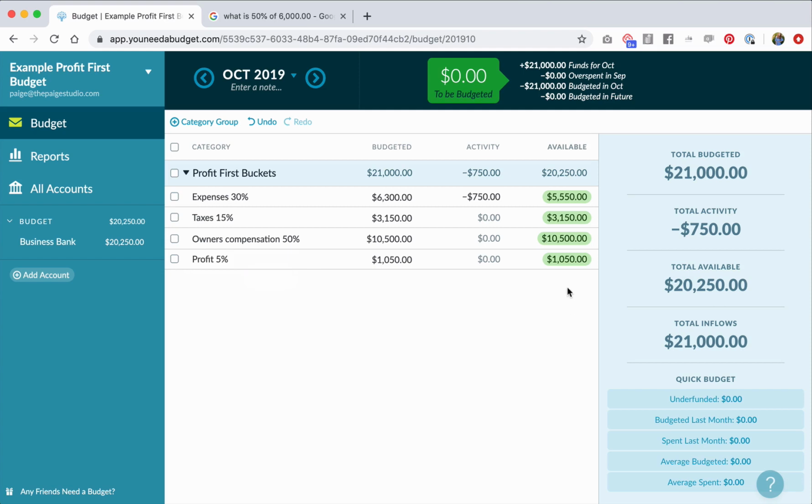From there, the whole purpose of Profit First is to stop you from crazy overspending. So what you can do is you can go and look, okay, I have $5,550 in the expenses bucket. If I just looked at the total amount of money in my business bank account, I would see 20 grand. And the mistake which we often make is to see 20 grand and think, oh, sweet, I have 20 grand to spend. Not remembering that 10,000 of that is actually saved to pay ourselves and 3,000 of that is actually for taxes. So those really aren't things we can be spending. Only 5,550 of that is actually set aside to be used for expenses.